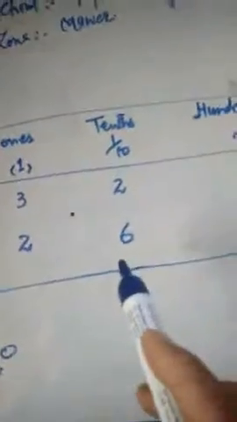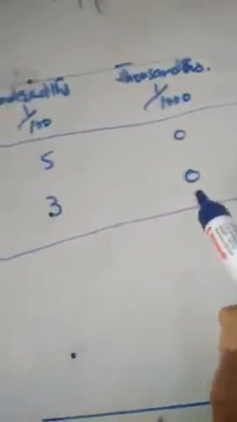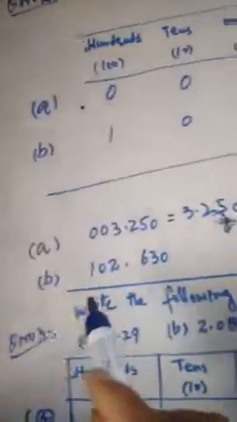Now in this second part B, hundreds is 1, tens is 0, having no tens, ones are 2, there are 2 ones, tenths are 6, hundredths are 3, and thousandths are 0. That means there are no thousandths. When this is written in decimal form, it is written as 102.